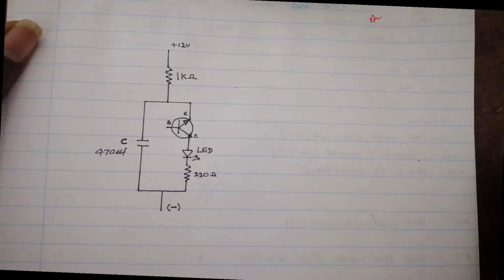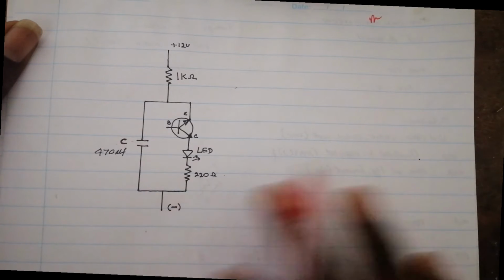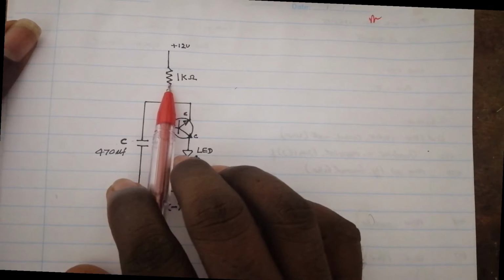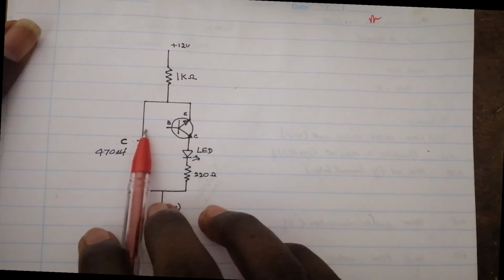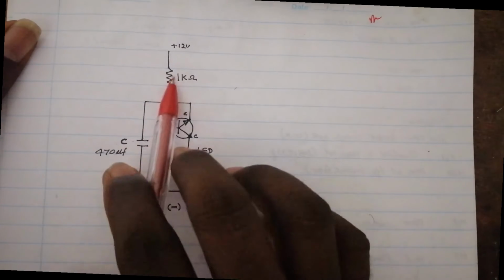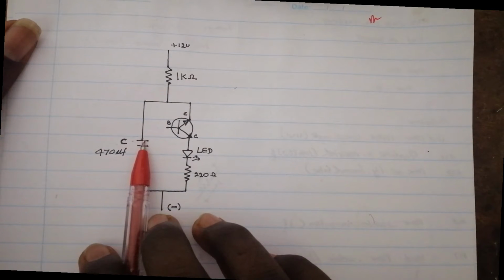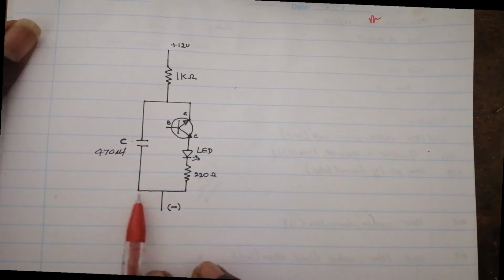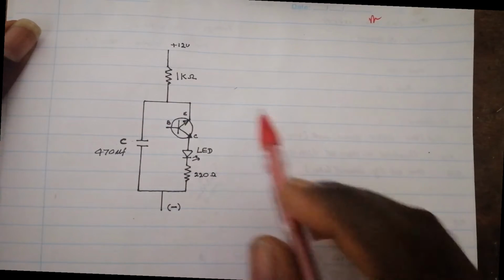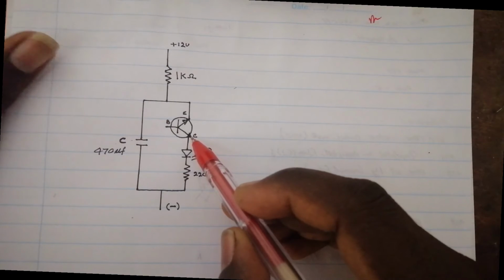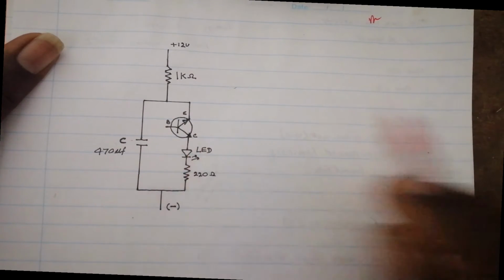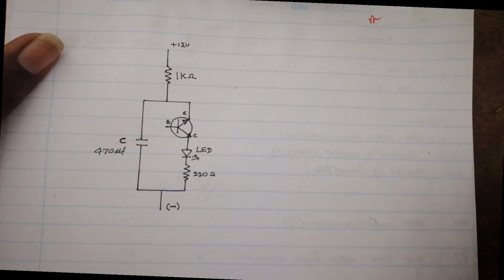This is the original circuit I found out from the internet. The schematic is really simple. There you have a one kilo ohm resistor, and this 170 microfarad capacitor is charged through this resistor. And when the voltage of the capacitor comes to a certain voltage, the emitter and collector junction will conduct, and at that moment the LED will turn on.